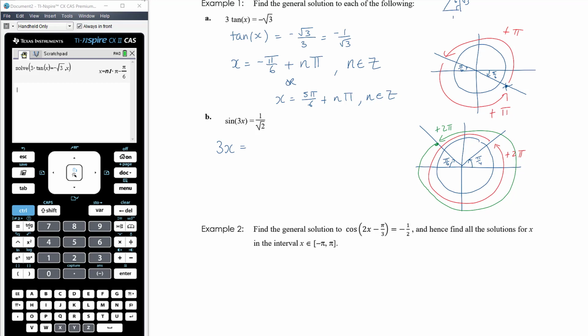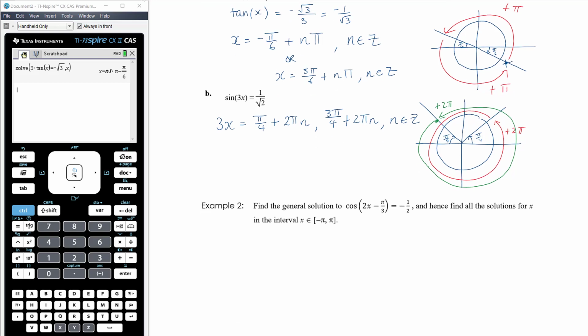So 3x could be equal to pi on 4, but then we would need to add multiples of 2 pi onto that. Or it could be equal to 3 pi on 4, which is the second quadrant solution, but we would need to add multiples of 2 pi to that. We're talking about integer multiples, so we need to specify that n must be an integer. Now we've got to deal with the 3, so we need to divide by 3.